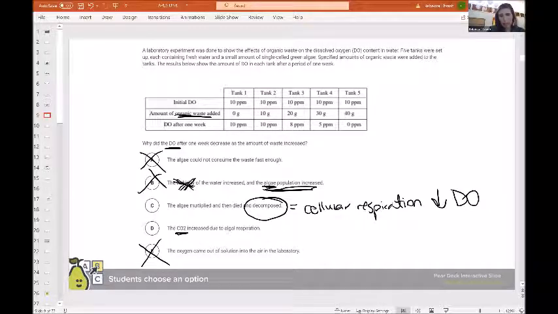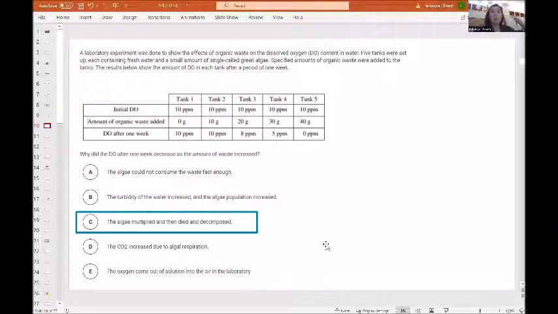Okay, so the CO2 increased due to algal respiration. Well, remember, photosynthetic organisms, producers, are making oxygen at the same time as they are utilizing oxygen, because they're photosynthesizing as well as carrying out cellular respiration. So really the best answer here as to why dissolved oxygen decreased as the amount of waste increased is because of the multiplied algae. They couldn't be sustained, so then they died and then decomposed. Remember, guys, this is called eutrophication. So please make sure you go back and study that before the test there.